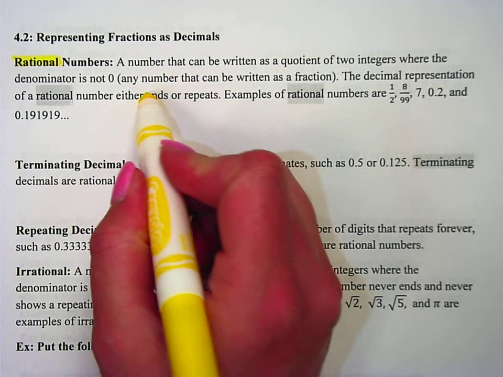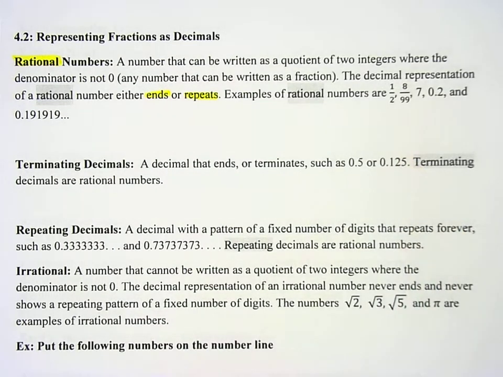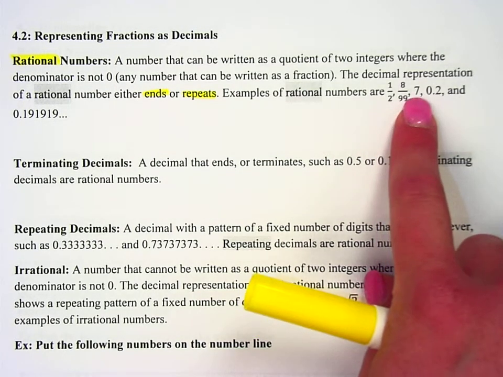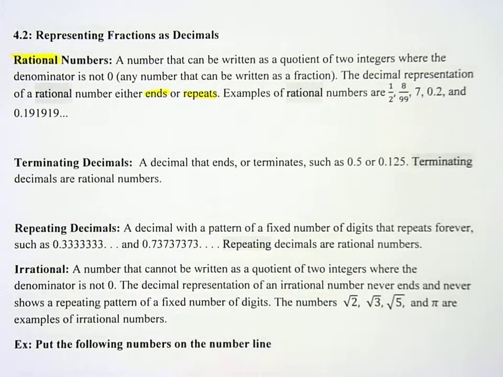Okay, it can either end or repeat. So as long as it's not pi or the square root of something where the decimal does not stop or does not repeat, those are going to be rational numbers. So our example was a half, something over 99, 0.2. All of these decimals either stop or repeat.